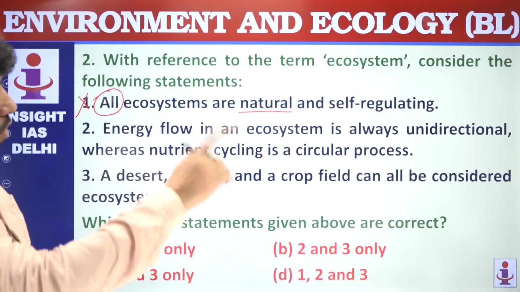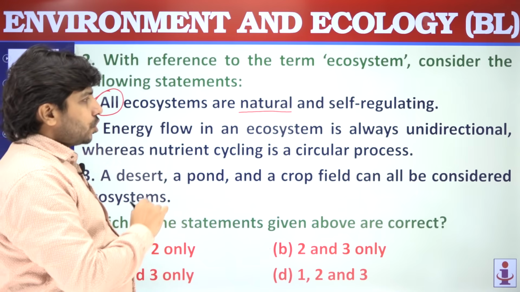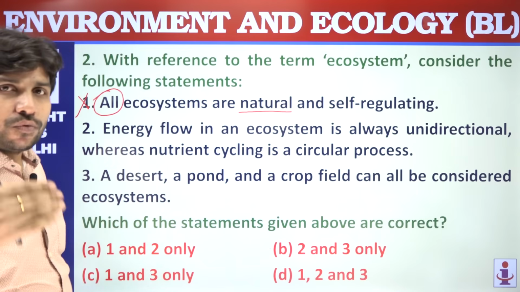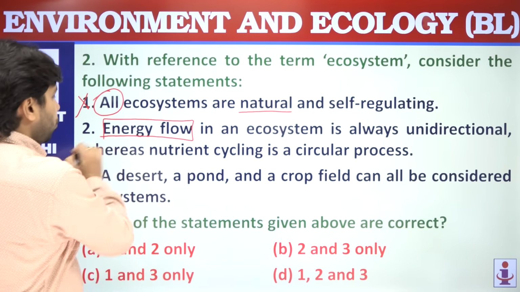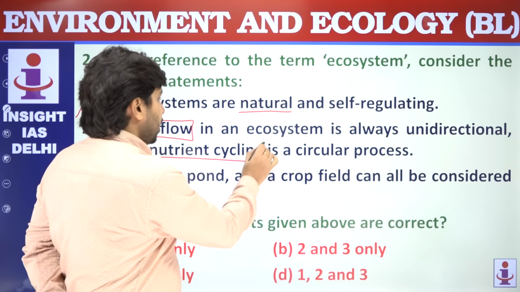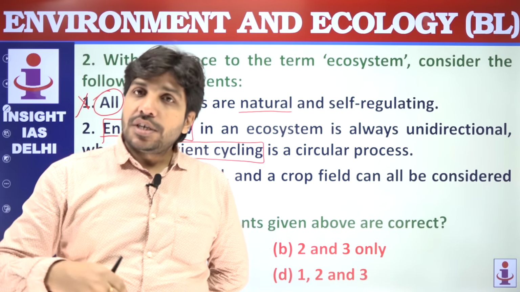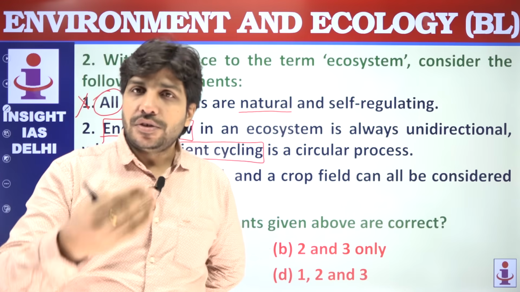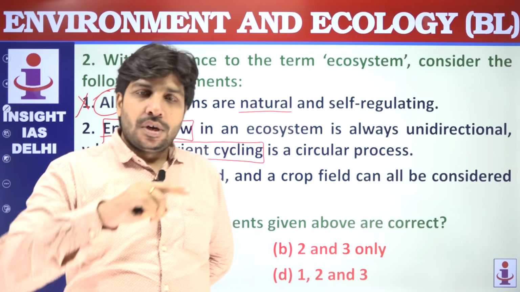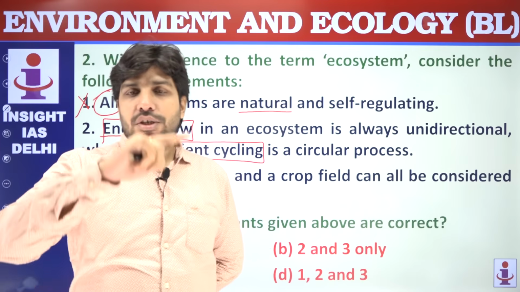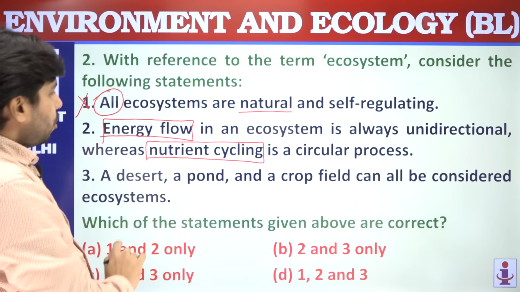Energy flow is always unidirectional and nutrient cycling is a circular process. The purpose of this question is to introduce two very good terms to you. The first term is energy flow. What is energy flow? Second term is nutrient cycling. How nutrients are getting consumed, how nutrients are getting produced, then they are getting consumed, then they are again getting produced. So it is a circular process. Production, consumption, destruction, then again production, consumption, destruction. So this way, nutrient cycling is a circular process.